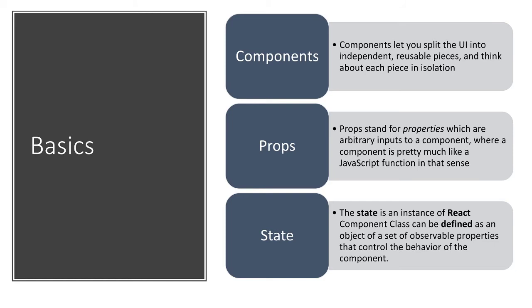So okay, I'll read out the definitions for you guys. Components let you split the UI into independent reusable pieces and think about each piece in isolation. So basically, it's like modularizing your code. You could, if you wanted to, do everything in a single component, but that would really mess with your code, and that's not something you should be doing. It's like in any other programming language, separating the functions you want to be using.